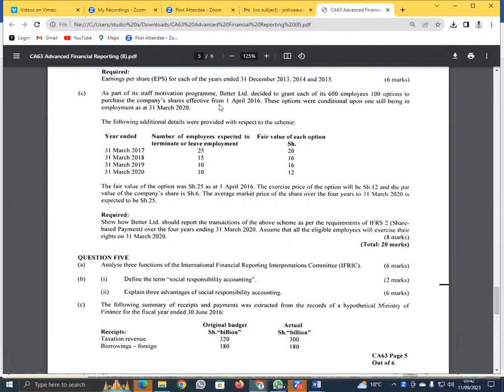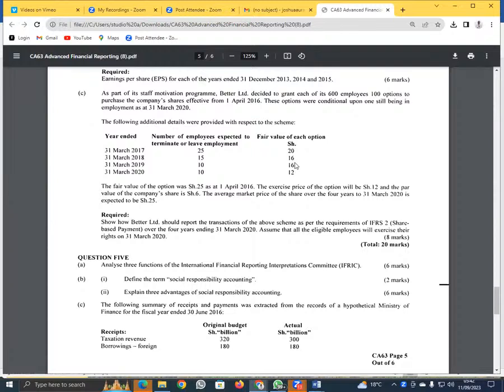The date of the promise is 1st April 2016. We are told the fair value of the option was 25 as at this date. So this 25 is what I will die with. All these other values given here, the share price being given here, they are hot air, useless. They simply want to confuse me. They simply want me to fail this paper.